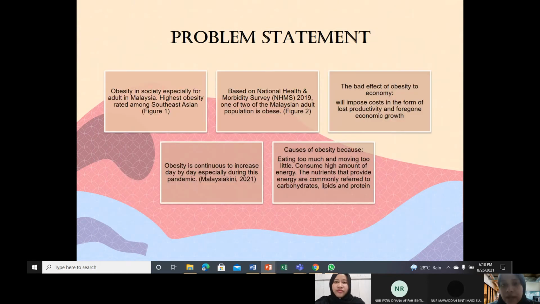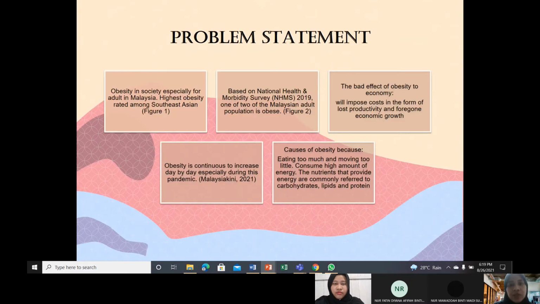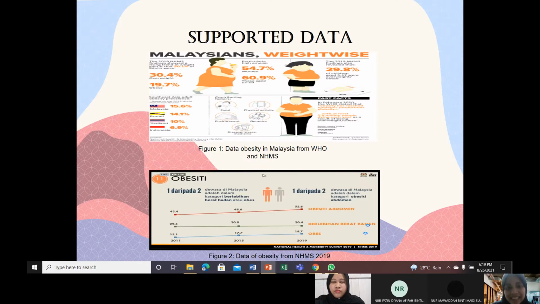Okay, my name is Mashitah Humaira and I will present the problem statement. The problem statement is obesity in society, especially among adults in Malaysia. Malaysia has the highest obesity rate in Southeast Asia, at 50.6%. Based on NHMS, one in every Malaysian adults is obese. You can see in this data that satu daripada dewasa di Malaysia adalah obese.